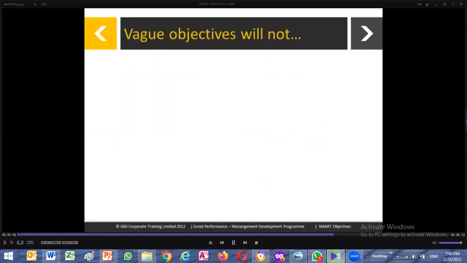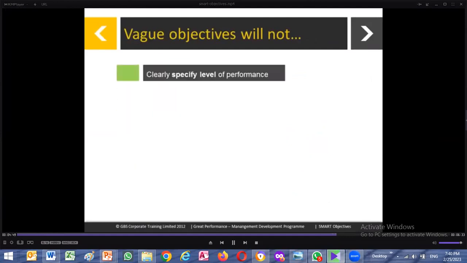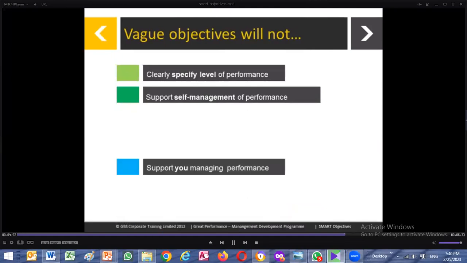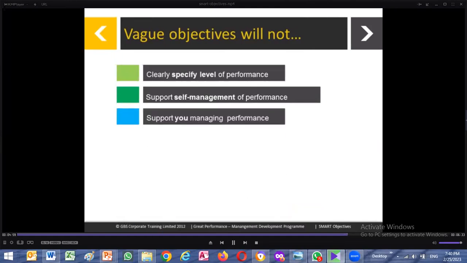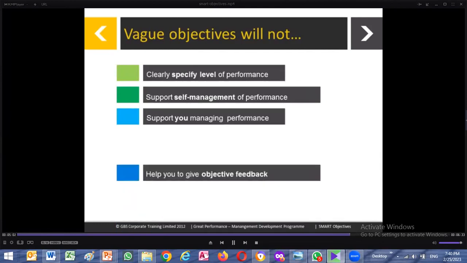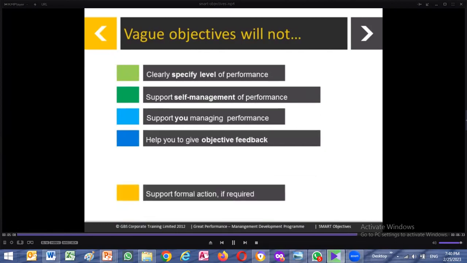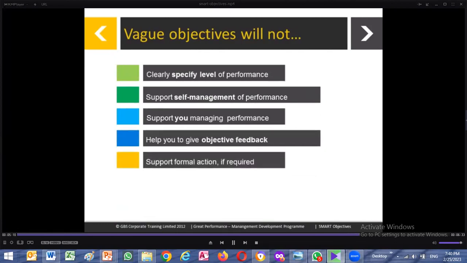Making objectives SMART is so important because vague objectives will not clearly specify the level of performance you need, support self-management of performance, support you in managing an individual's performance, or help you give objective feedback on an individual's performance. And if required, it will not enable formal action to be supported.